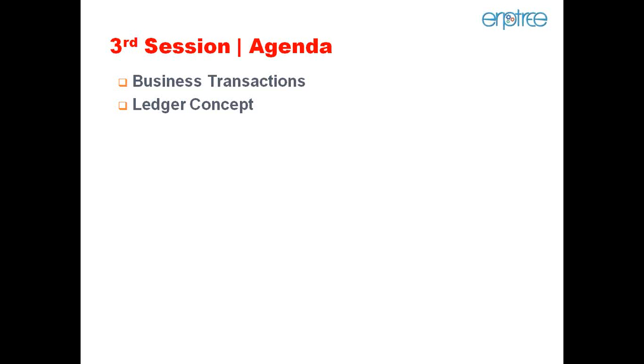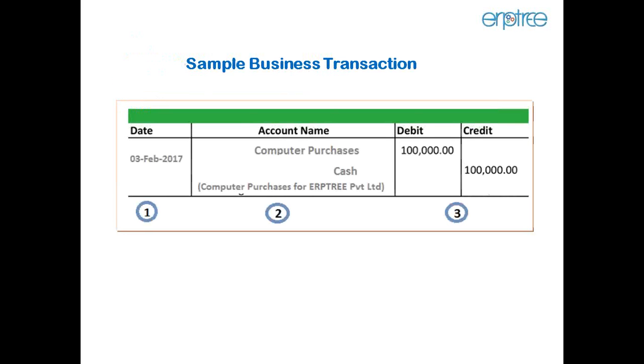Now the first point is business transactions. It can be some books or system, whatever you take as an example, of how to record a business transaction. Here I have given a simple example, a sample business transaction. When you record any business transaction, this is how you can record it in a very simplified manner. First we capture the date when the transaction took place. The next section is account, the account information. Account information generally represents what we did, the activity we did. See here, on 3rd Feb 2017, what we did: we purchased computers.